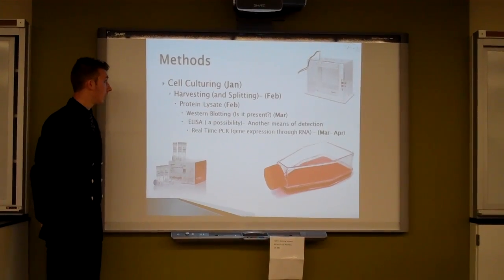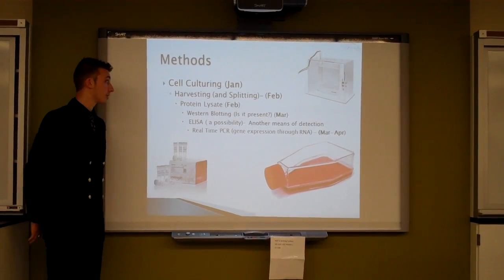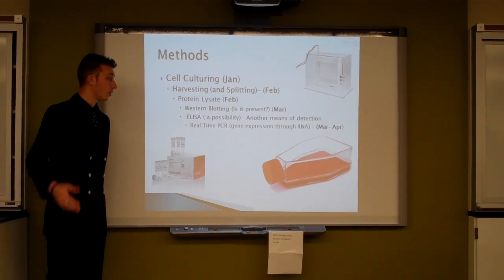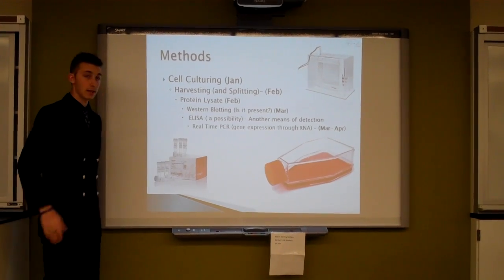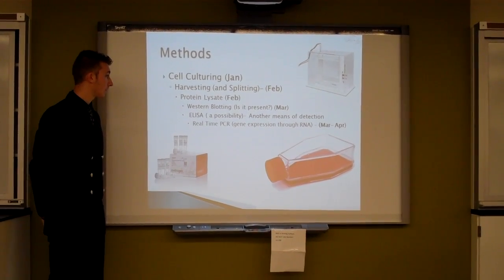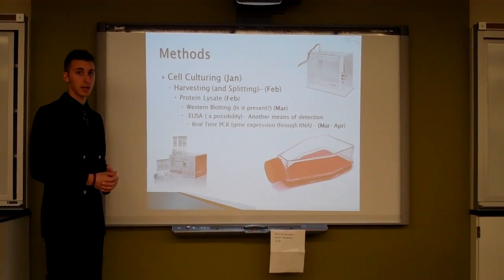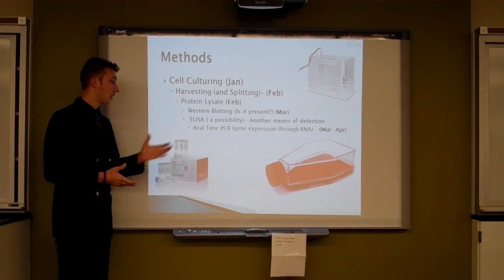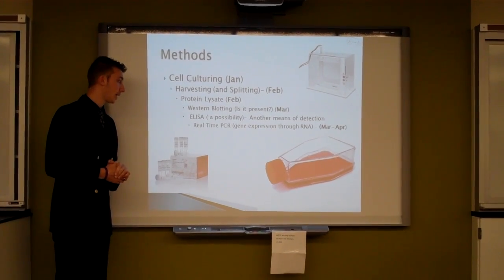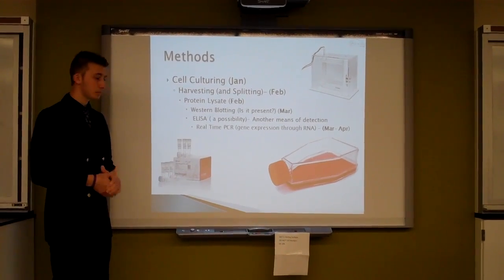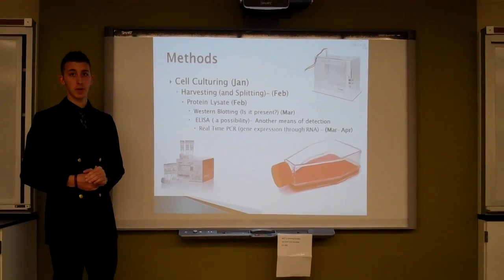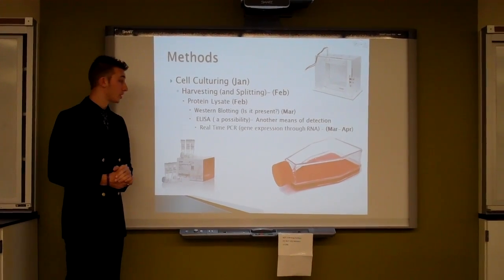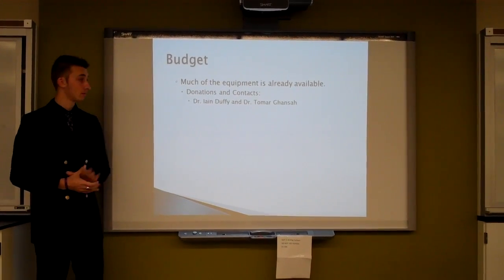Next slide. And I plan on doing this by utilizing cell culturing techniques within January, harvesting and splitting the cells in February, producing a protein lysate from the cells, and using that lysate within Western blotting in March, and also possibly ELISA. Western blotting utilizes antibodies to bind a specific protein in question to detect their presence. And lastly, the last method I plan on utilizing is real-time PCR, which will help me analyze the genetic expression between tumor-bearing cells and non-tumor-bearing cells of the proteins in question by analyzing RNA.